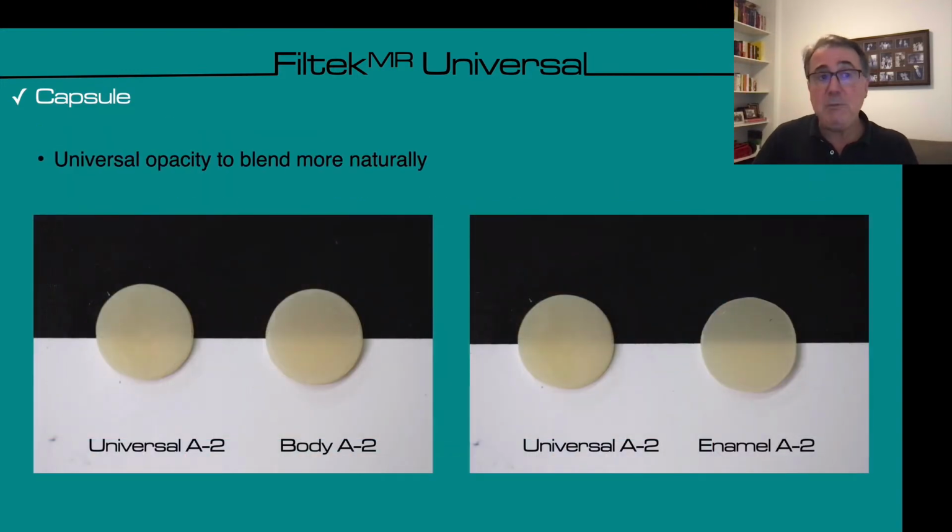Okay, as I said before, it's a universal opacity which blends, and also it blends more naturally to the tooth, a little bit more naturally than the Filtek Supreme. Here you have the body A2 from Filtek Supreme, and here the universal A2. You can see that both of them have the same kind of opacity. And here you can compare the universal with the enamel. You can see that it is much more opaque than the enamel shade of the Filtek Supreme.